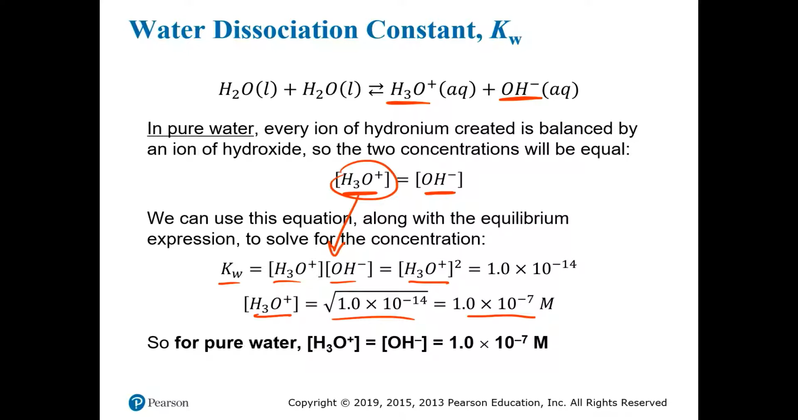We could also do it the other way, where we substitute in the hydroxide concentration for hydronium, and then take Kw as the square of the hydroxide concentration, and take the square root of Kw, and we would find the same thing. H3O plus equals OH minus, and both of these concentrations are 1 times 10 to the minus 7.